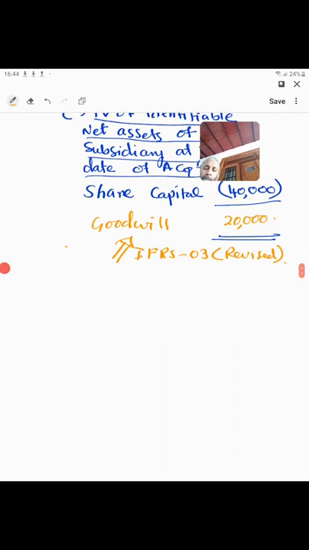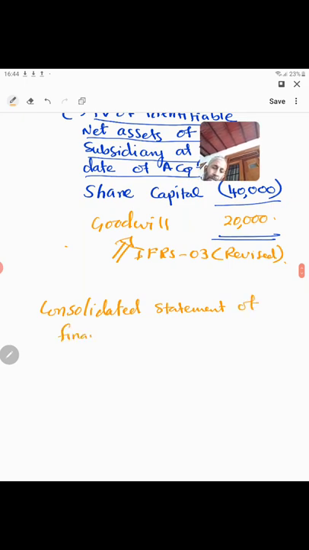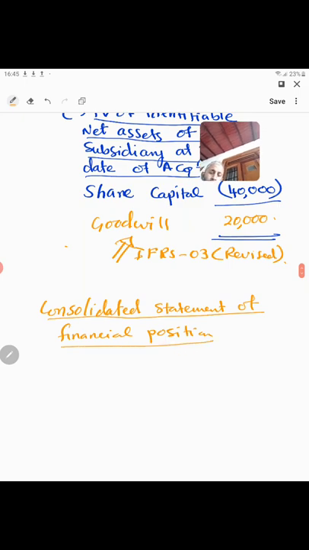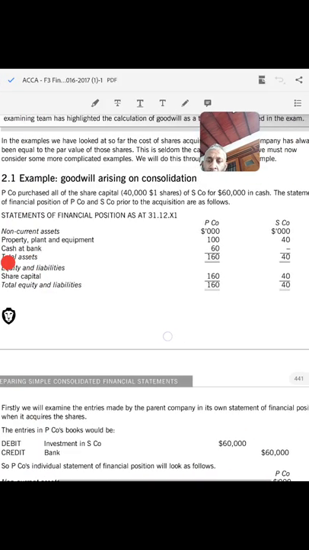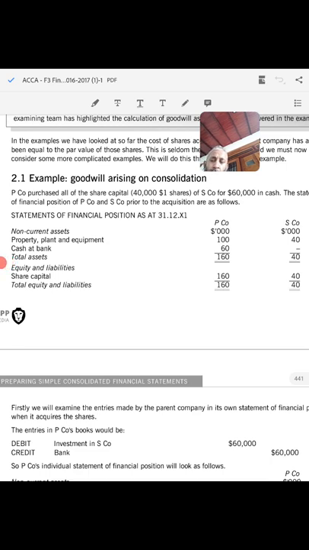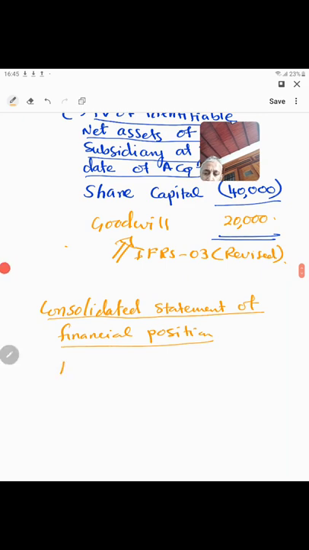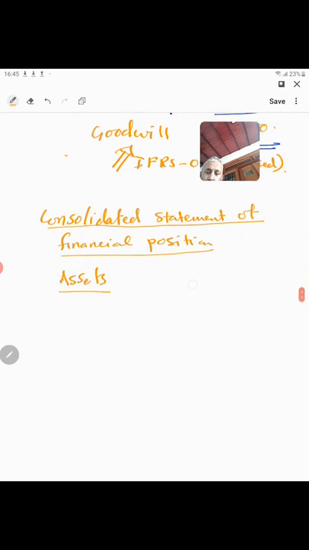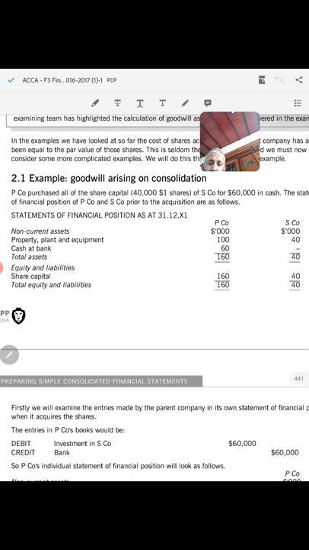Now we can prepare the consolidated statement of financial position. We should follow the same format as given in the question. So what is the format given in the question? We have non-current assets, property, plant and equipment, cash at bank, total assets, equity and liability, share capital, total equity and liability. So we will start with that. We will start with assets. That includes non-current assets. One main example of non-current assets in this question is property, plant and equipment.